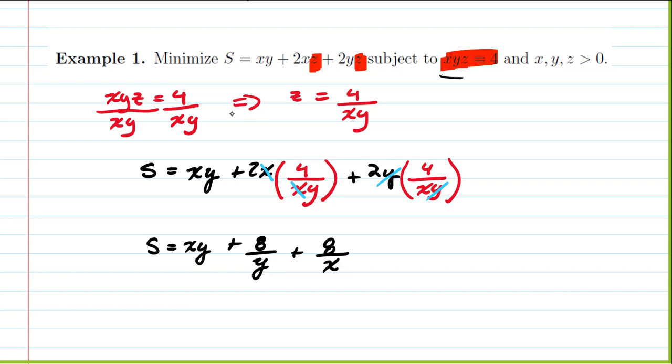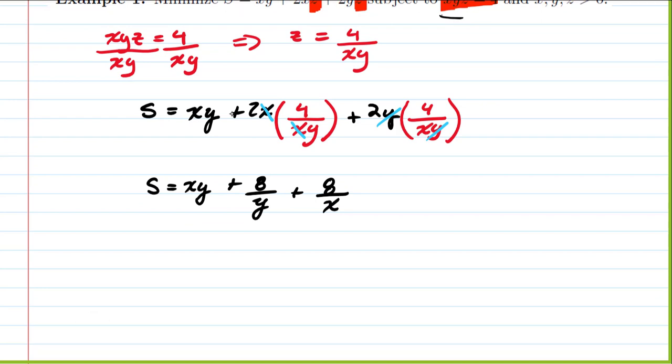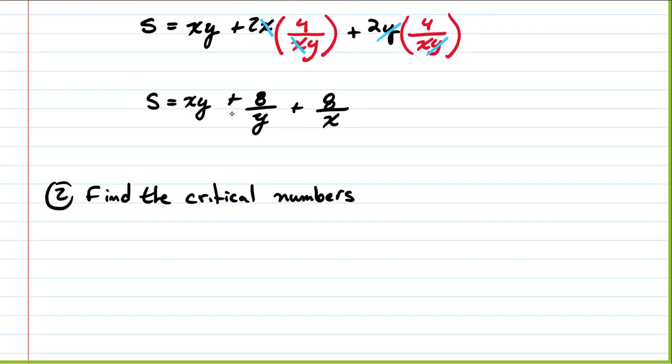So after doing the substitution, we now have a function of two variables like what we were working with in the previous section, 15.3. So to find our maximums and minimums, what do we need to find first? Critical numbers. So the next thing we need to do is find the critical numbers. And remember, the critical numbers are the zeros of the derivative.